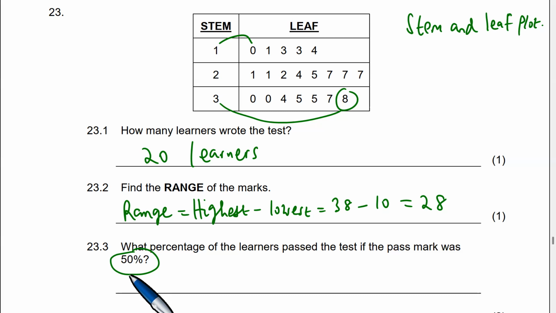So 75% of learners passed the test. Excellent. 75% of the learners passed the test. So that's correct. Next question.